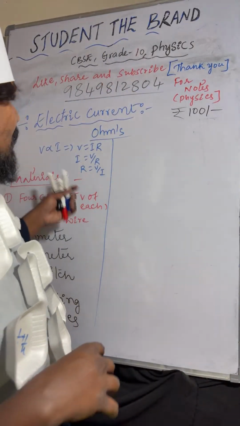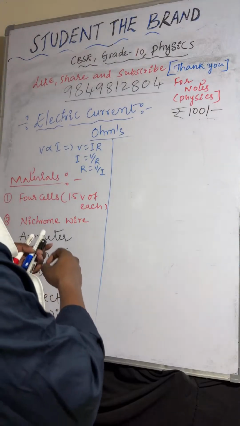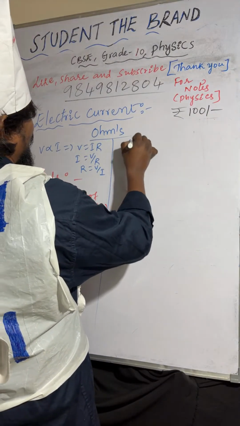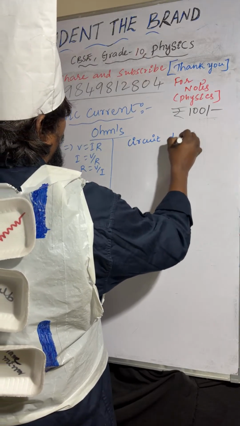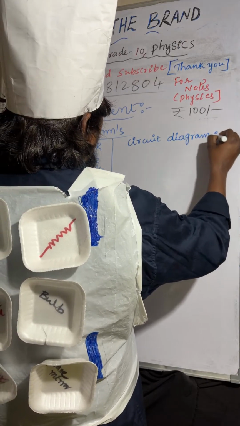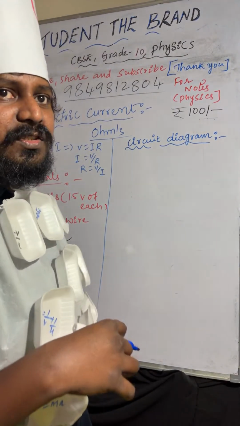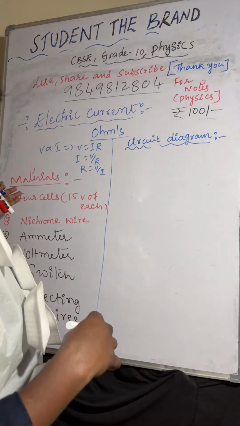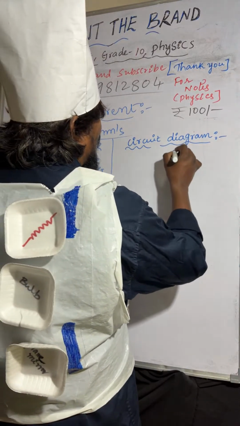Now we will draw the circuit diagram. Are you listening? What is a circuit diagram? Whatever we mentioned here, the cells, nichrome wire, ammeter, voltmeter, everything will be connected in a closed path.